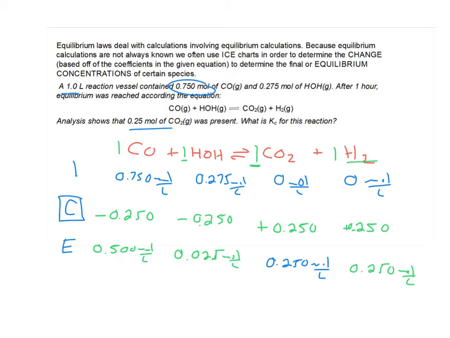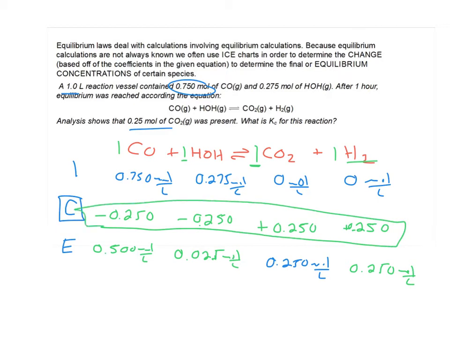So we use this change column, or row, to determine how much they change by. That's dependent on the coefficients. And then we can find out what the equilibrium concentrations will be. Now I can calculate my Kc. Kc, again, is product, so CO2 times H2 divided by reactants, CO times H2O. So I do that calculation. So 0.25 times 0.25 divided by 0.5 divided by 0.025. And I get an equilibrium constant of 5. I guess to correct number of sig figs, 5.0 is my equilibrium constant for that one.